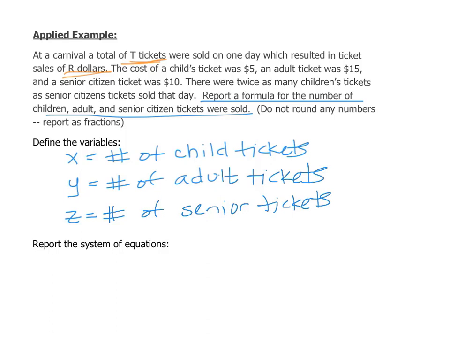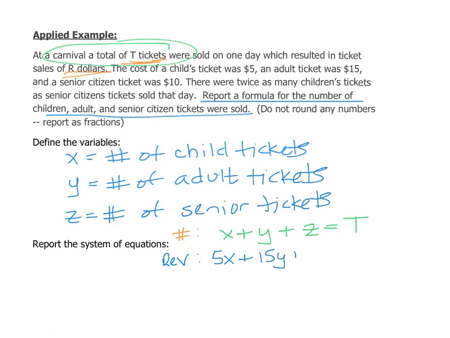Now let's write the system of equations. We have a couple of types of information here. First, the number of tickets: x plus y plus z. Instead of equaling a specific number, it's going to equal t for the number of tickets sold. We're also going to have a formula based on the revenue for that day. Each children's ticket costs $5, so we have 5x revenue from children's tickets, 15y from adult tickets, and 10z from senior citizen tickets, and this totals to r.